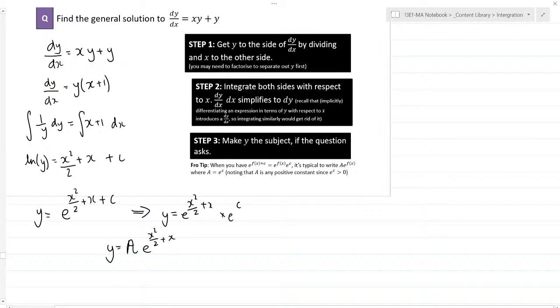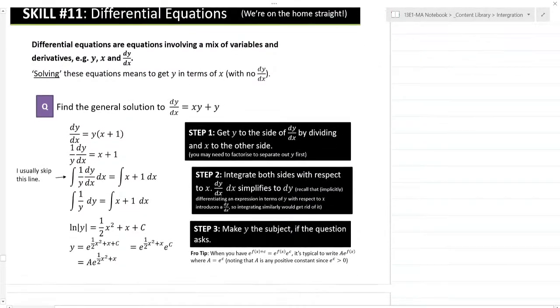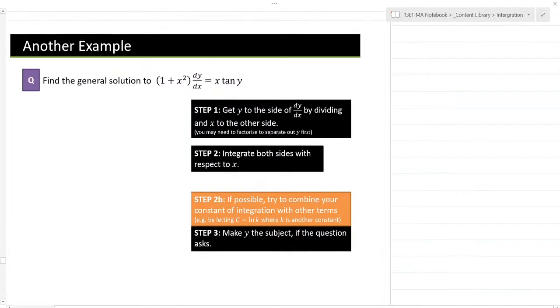Quite straightforward. Yeah, they do get a little bit trickier, these, especially when you've got to generate your own example. All right, so we'll look at this one next here.